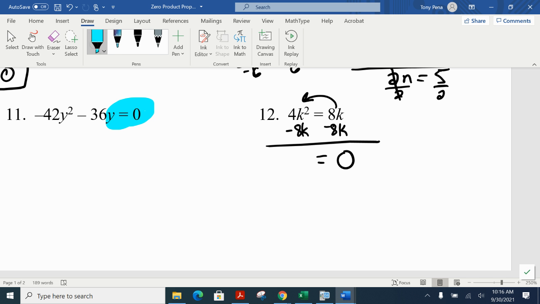Then what you also learned a long time ago, are these like terms? Can I combine a K squared with a K? No, because they have to have the same degree as well. So even though they're both going to end up on the left-hand side, I want to write this as two separate terms, 4K squared minus 8K. Now, doesn't this look like the previous four or five problems that we did? Now we're ready to factor it, and you're ready to find the solution to each factor.